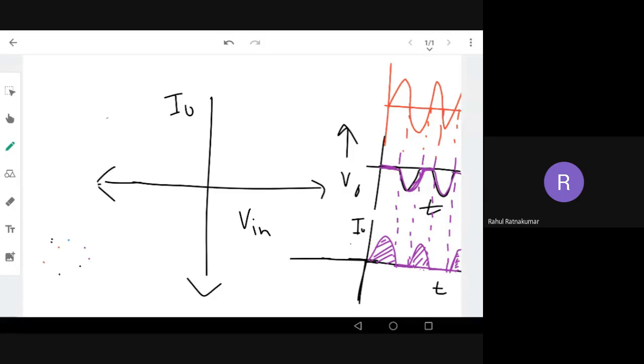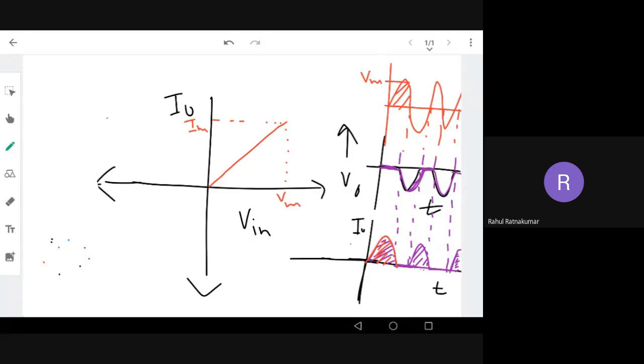We can see when V in is maximum, current is also maximum, proportionally increasing, right? So V in is increasing, I out is increasing in the positive direction till a maximum point. It is called V max, the maximum input voltage. So the I is also reaching a maximum, I max.